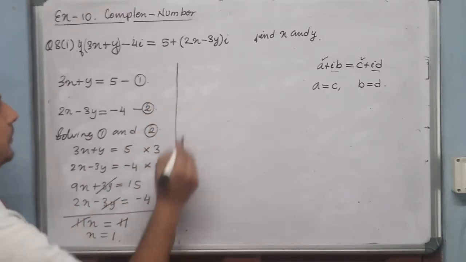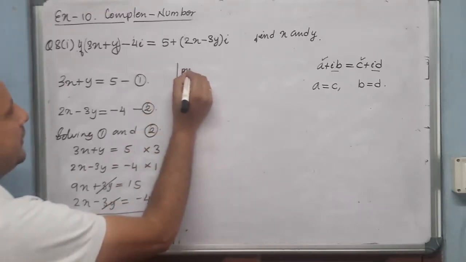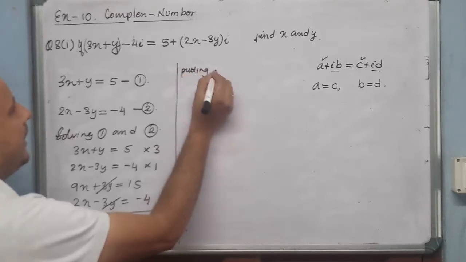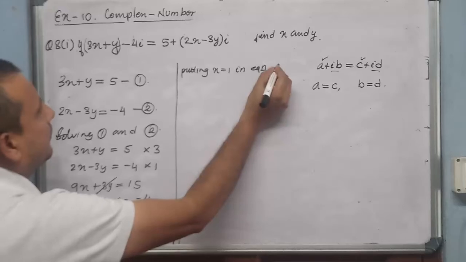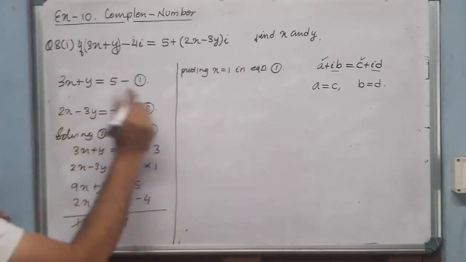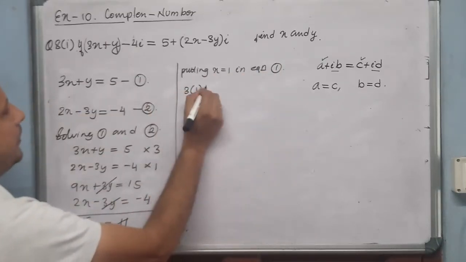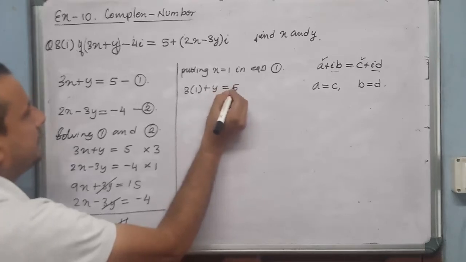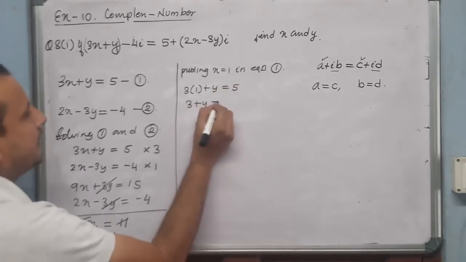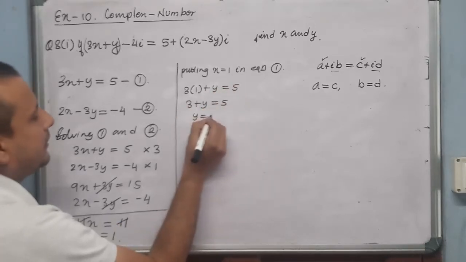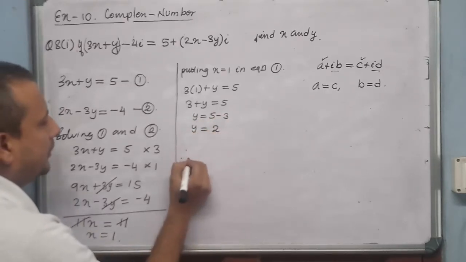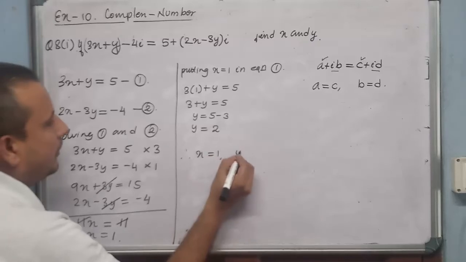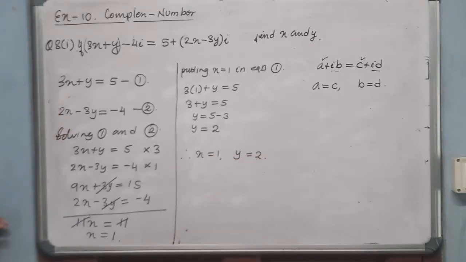Putting x = 1 in equation 1, I'll substitute in equation number 1. 3 × 1 + y = 5. Then 3 + y = 5. y = 5 - 3, y = 2. Therefore, x = 1, y = 2. This is the required answer using the equal complex number property.